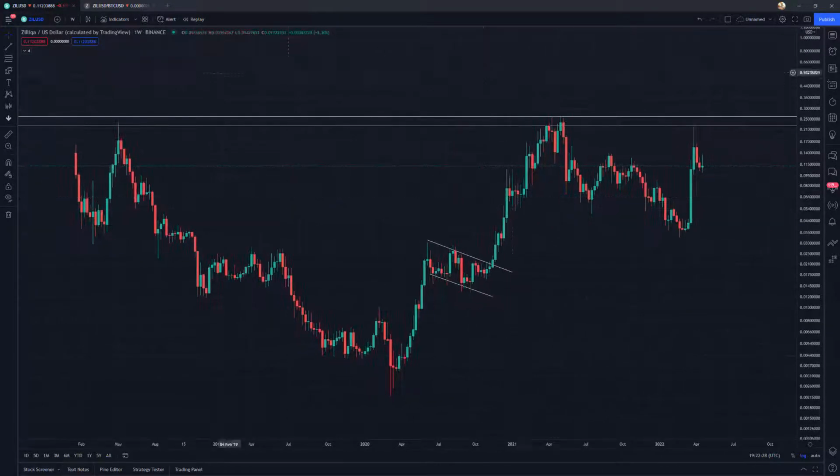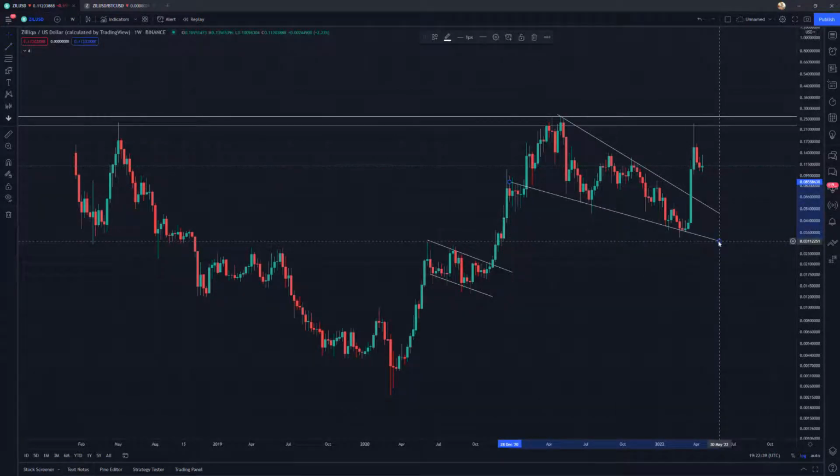The first thing I want to talk about here on the weekly chart is this pattern I'm noticing, which is a falling wedge right here, and then the support. As you can see, we have price oscillating between two lines, which are declining support and resistance levels. And then we have this massive breakout that took us from 4 cents up to 20 cents very quickly.